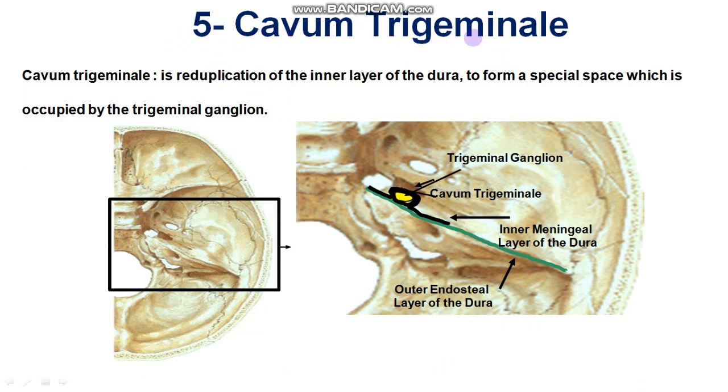Cavum trigeminale. So cavum trigeminale here is at the superior petrosal sulcus. Over the superior petrosal sulcus, this green color dura is the outer endosteal layer, and this black one is the inner meningeal layer. So this inner layer of the dura gets folded to form a special space which occupies the trigeminal ganglion. Here you can see.